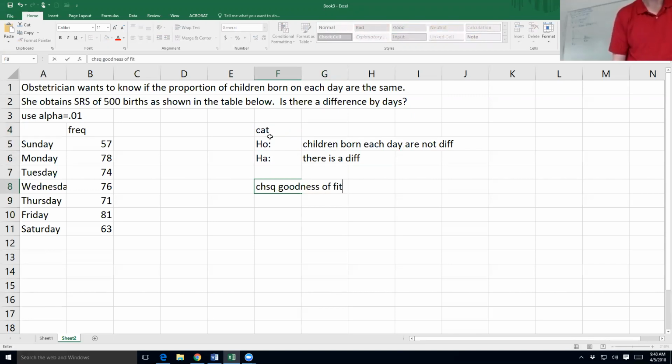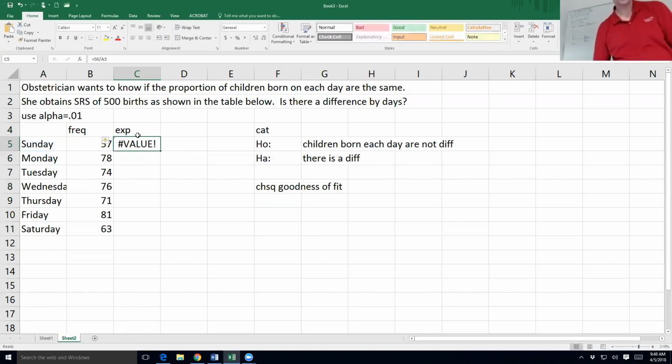In order to do the goodness of fit test, I've got to figure out my expected values, right? What would I expect for Sunday? 1/7 of them. 500 divided by 7, right? Oops, not 50. 500 divided by 7. What happened there? God, what's wrong with this? It still gave me 50. Okay, you would expect 71.4 each day, right?